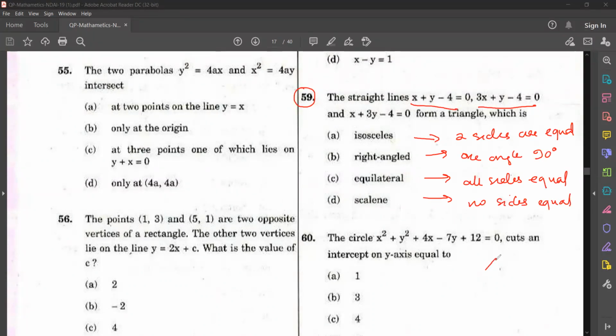The straight lines forming a triangle means the equations of the lines are x plus y minus 4 equal to 0, 3x plus y minus 4 equal to 0, and x plus 3y minus 4 equal to 0. You have to find out what this triangle is out of these four options.